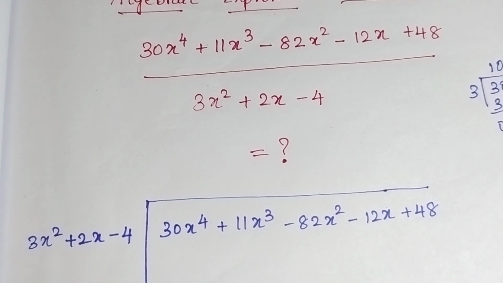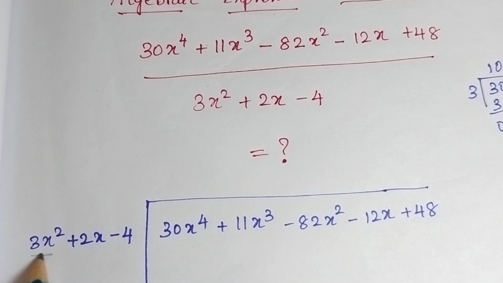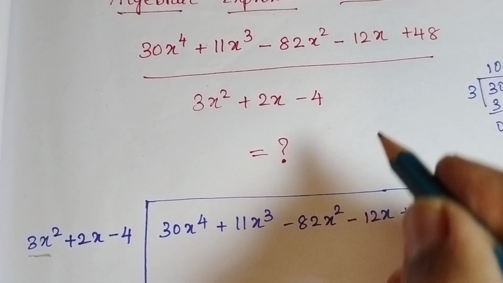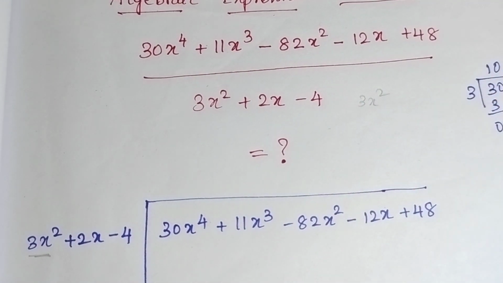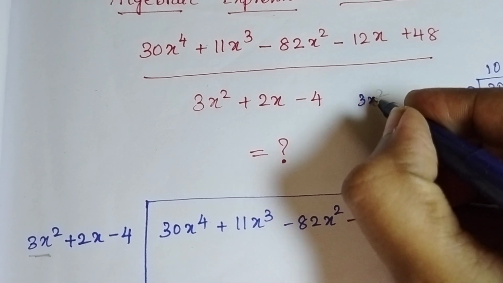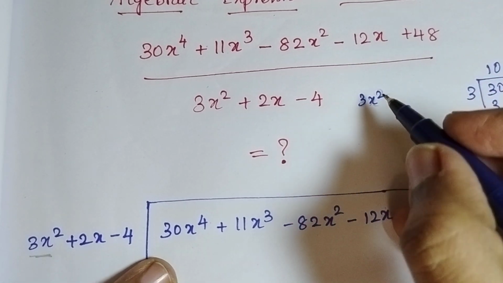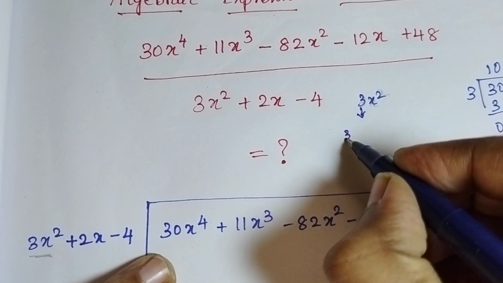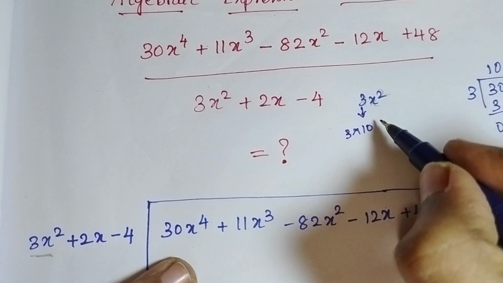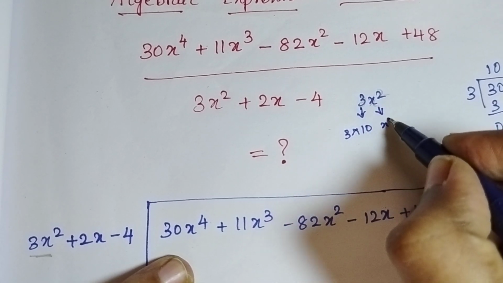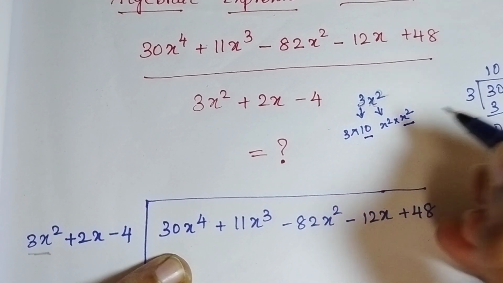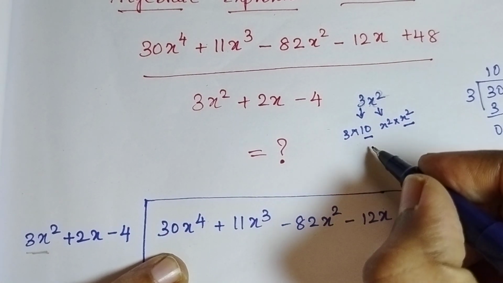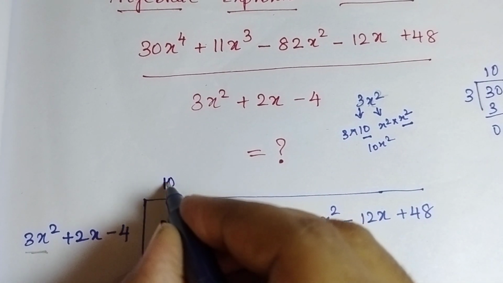So to solve this, first we have to check two numbers. First we have to take this. So I am going to write this as rough work. 3x square. When will I get 30? 3 into 10, I will get 30. When will I get x power 4? x square into x square, I will get x power 4. So I am going to take these two. Therefore, 10x square. So I am going to write this 10x square.